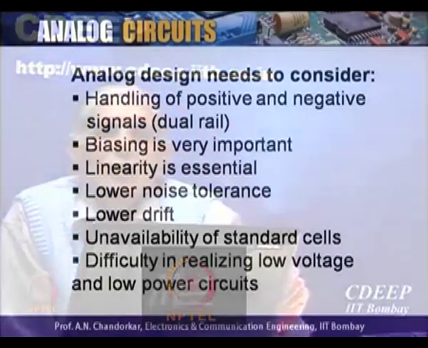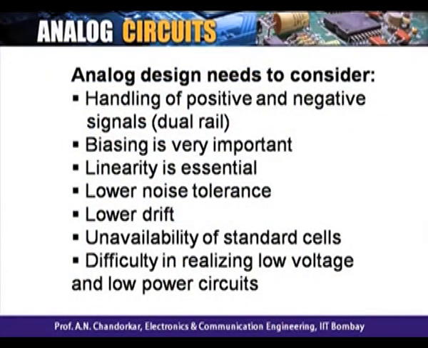Okay, so what we have to consider in analog is handling of positive and negative signals. In digital, we are only 0 to 1. Is that correct? 0 volt to 1 volt, 2 volt, 5 volt, whatever supply. In analog, there is minus and also plus. So it is dual rail, minus VDD, plus VDD. So 2 power supplies are going. Okay. Signal comes in minus as well as plus. Sinusoid, square. So you need dual rail.